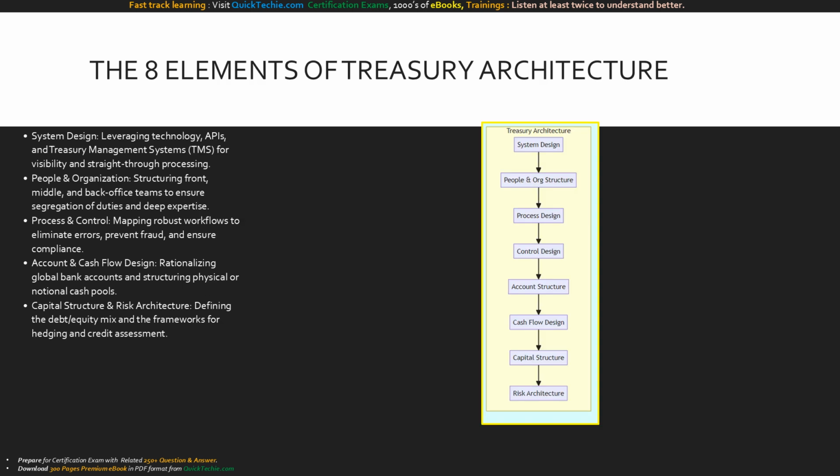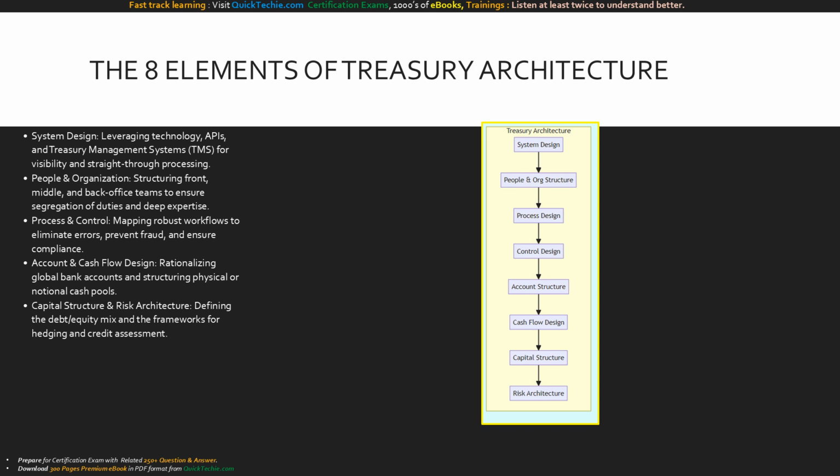Now that we know our themes, how do we actually build the infrastructure? Effective treasury design is a meticulous engineering process comprised of 8 key elements. We start with system design, choosing the right treasury management system, or TMS, and integrating it with your ERP and banking portals. But technology is useless without people and organizational structure. We must clearly define our front office for dealing, back office for settlement, and middle office for control. Next is process and control design. Every handoff between teams is an opportunity for error, so we map processes tightly to enforce segregation of duties.